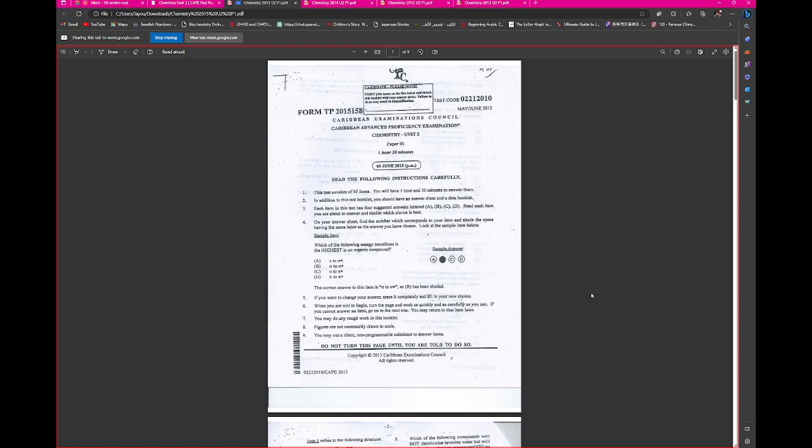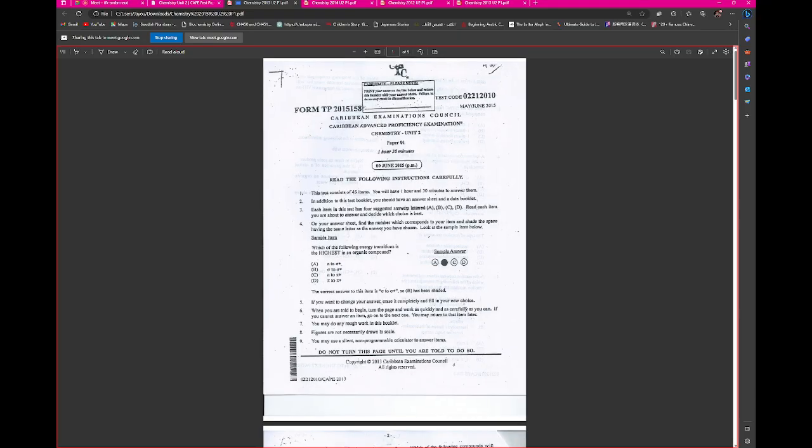All right. So 2015 to 2012 is up. We're just going to do 2015, then 14, 13, then 12. This is the 2015 May June paper for chemistry unit 2. Hopefully everything moves smoothly.